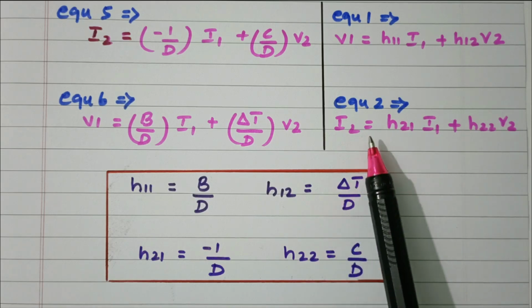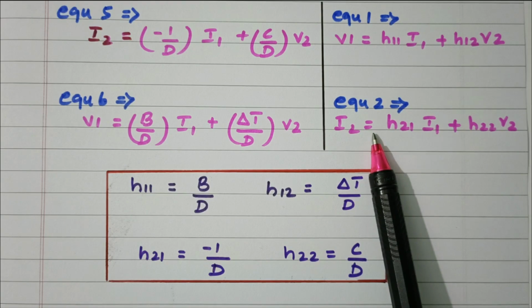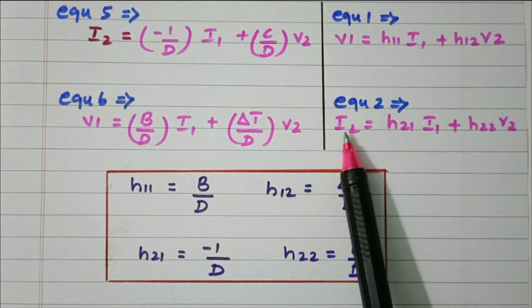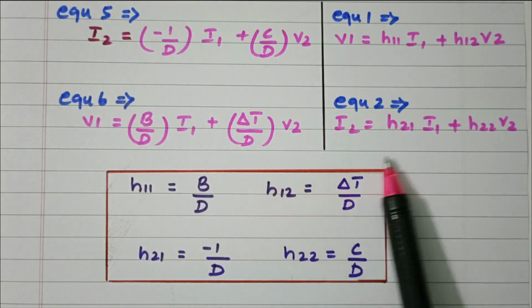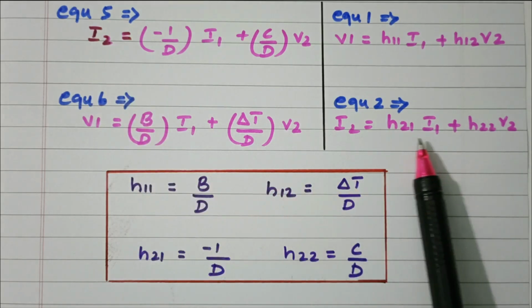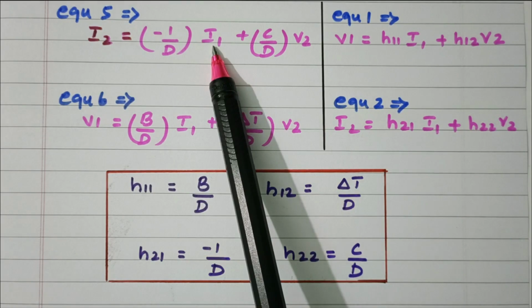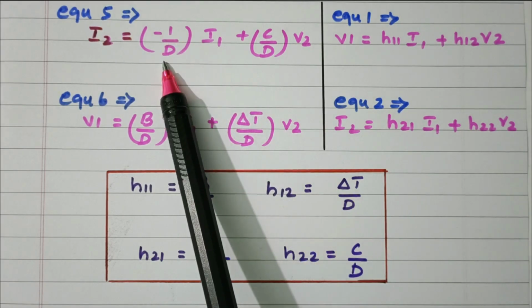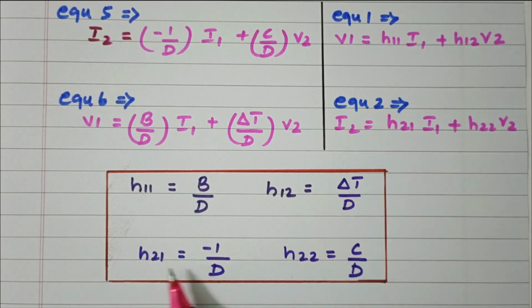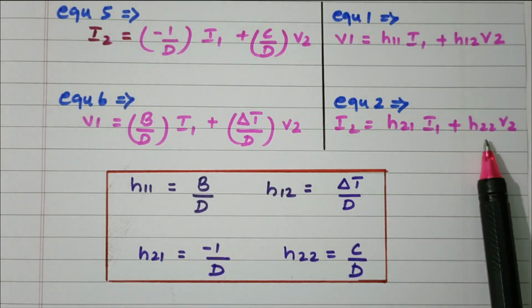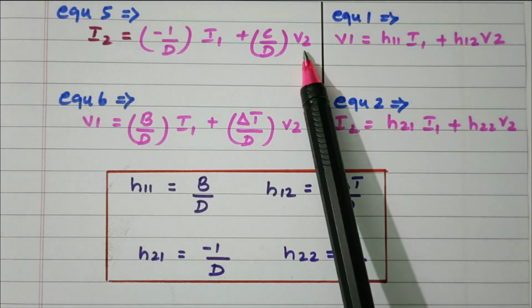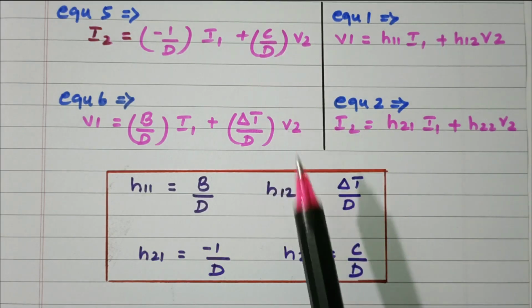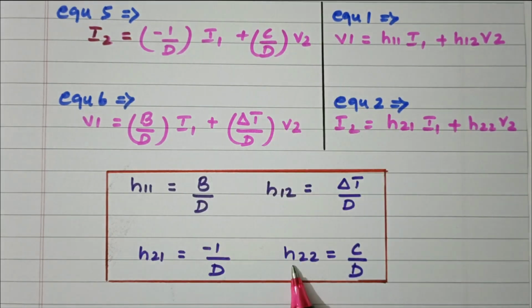Right. Now we'll compare equation 2 and equation 5. So because both are I2. Here coefficient of I1 is H21. Here coefficient of I1 is minus 1 by D. So both are equal. H21 equal to minus 1 by D. Similarly here coefficient of V2 is H22. Here coefficient of V2 is C by D. So both are equal. H22 equal to C by D.